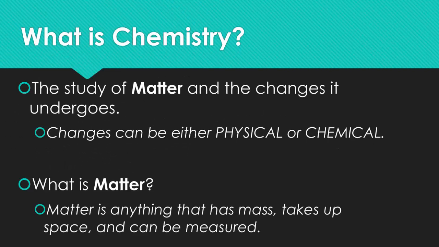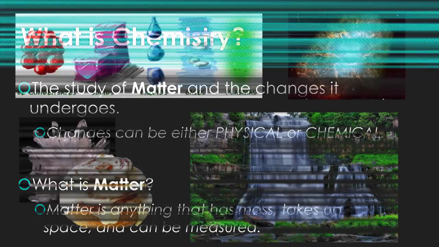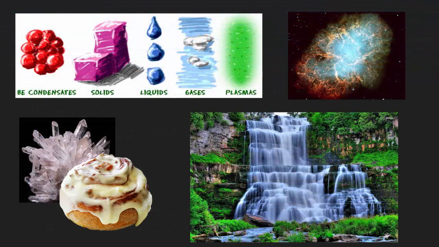What is chemistry? The study of matter and the changes it undergoes. Changes can be either physical or chemical, but matter is described as anything that has mass, so has some sort of weight to it, and takes up space and can be measured. These are some examples of the types of matter that we'll be talking about in class. For example, solids, liquids, and gases. They are all around us. They're either soft or hard, they're wet, or they're the stuff that floats in the air that we cannot see.